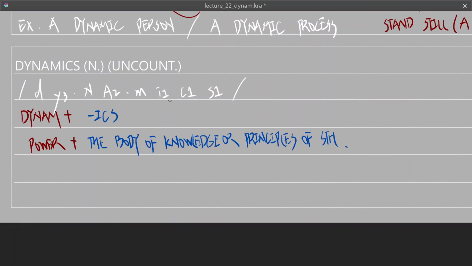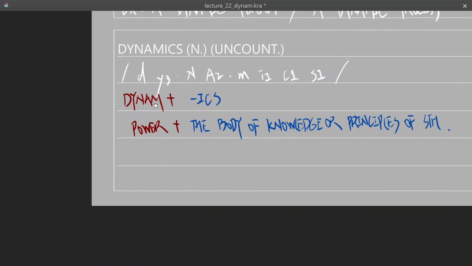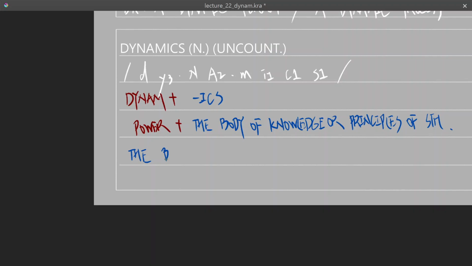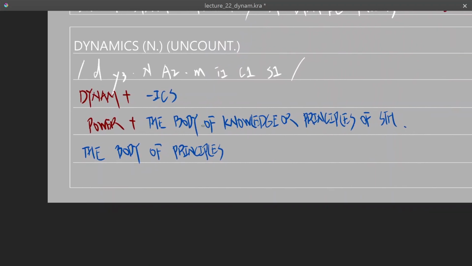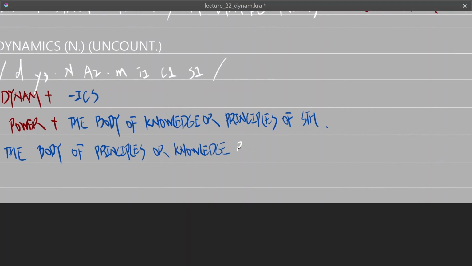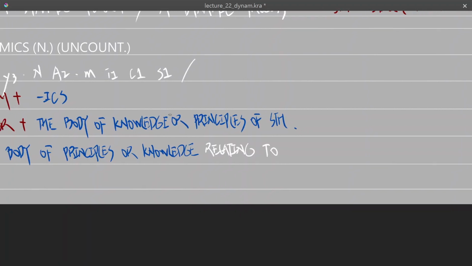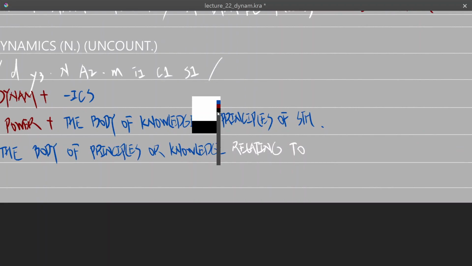So dynamics literally means what? It means the body of principles or knowledge relating to power, or pertaining to power. Relating to power.